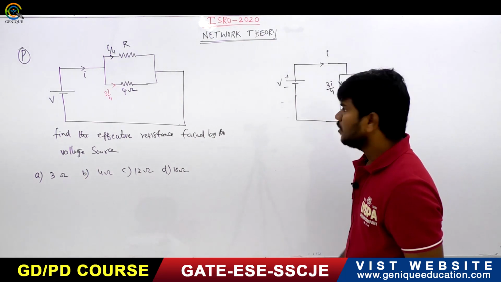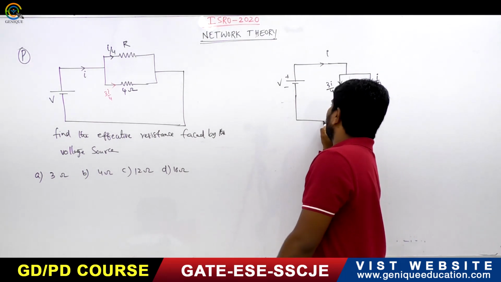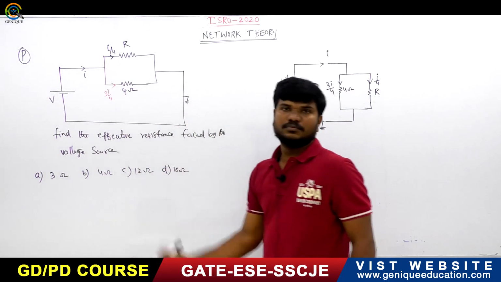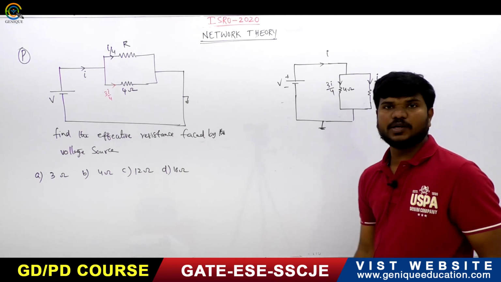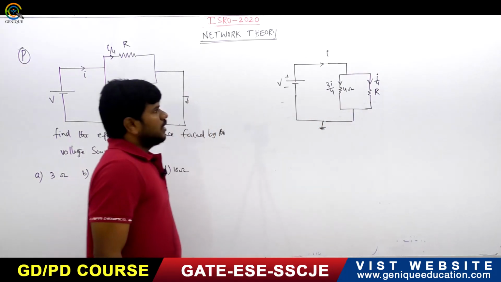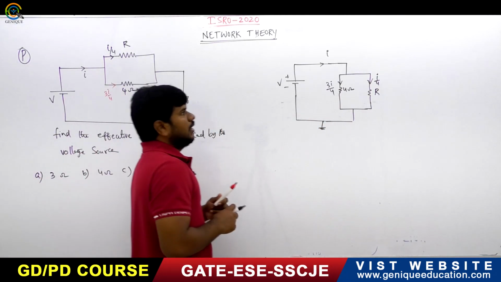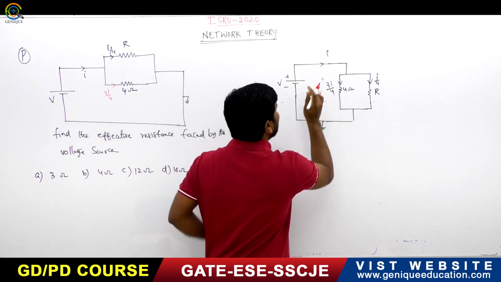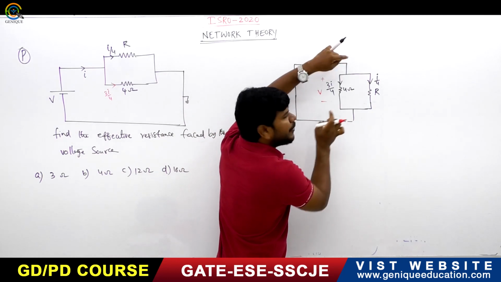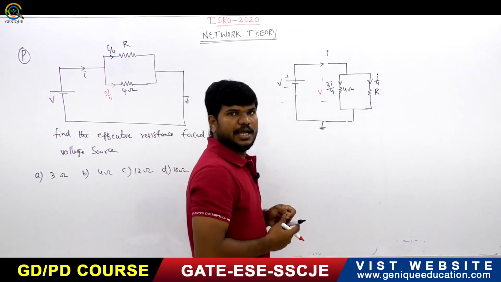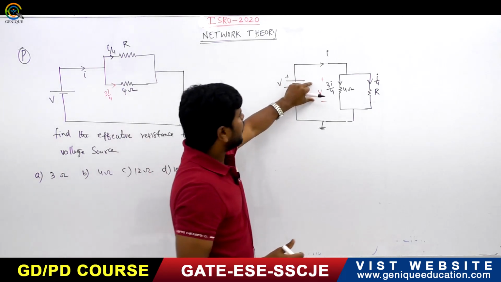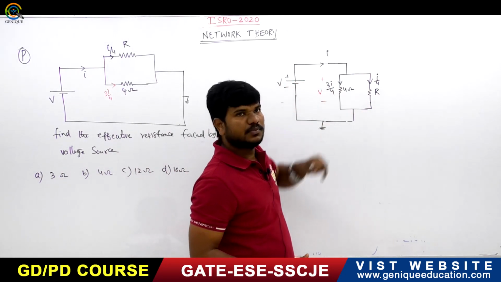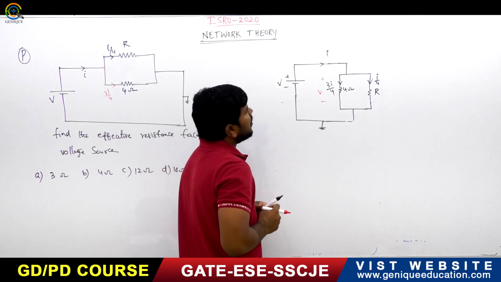Now I am marking a ground here. You can take any point as the reference. This is the redrawn circuit. What will be the voltage here? The voltage here is V only. The same amount of voltage is applied across the two branches, so the voltage across this element is V, and this is also V. So how can I write?